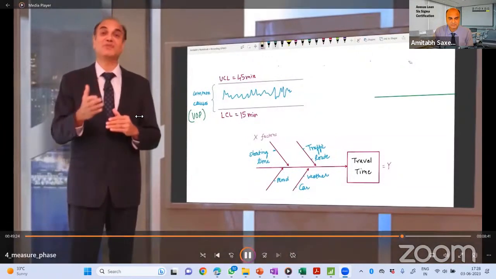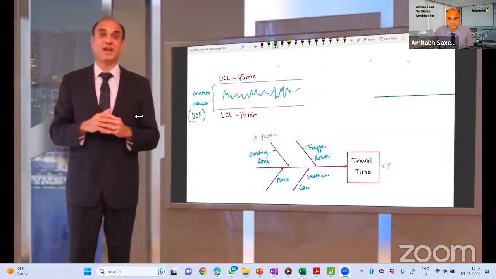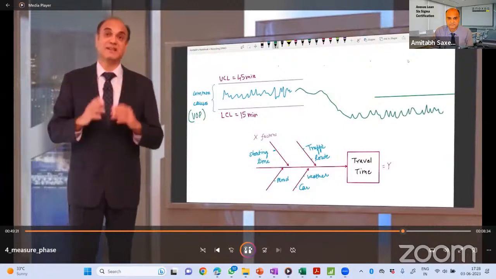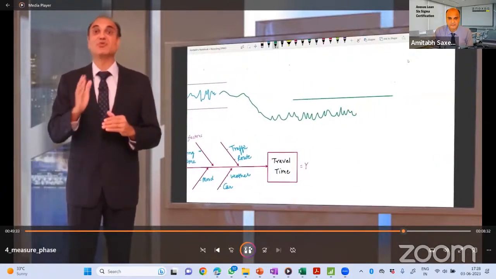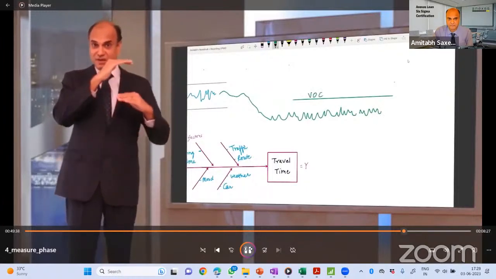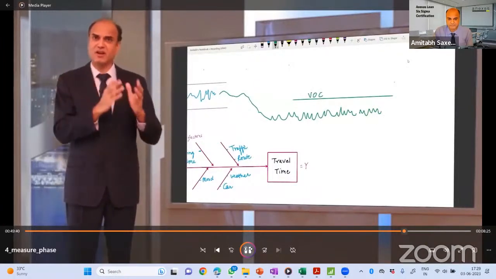You may have to do a DMAIC project. You may have to do a lean project. You may have to do a Six Sigma project, and that's what we are doing. That is why we say that lean and Six Sigma is applied to chronic problems. A process is behaving in a certain way. It is behaving within some control limits for a long, long time.